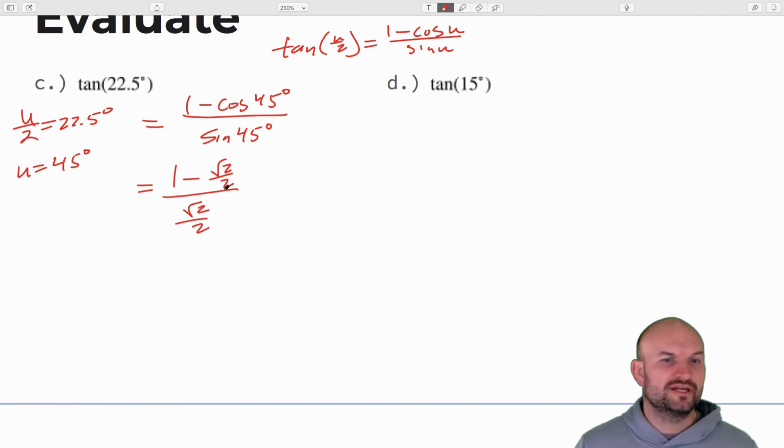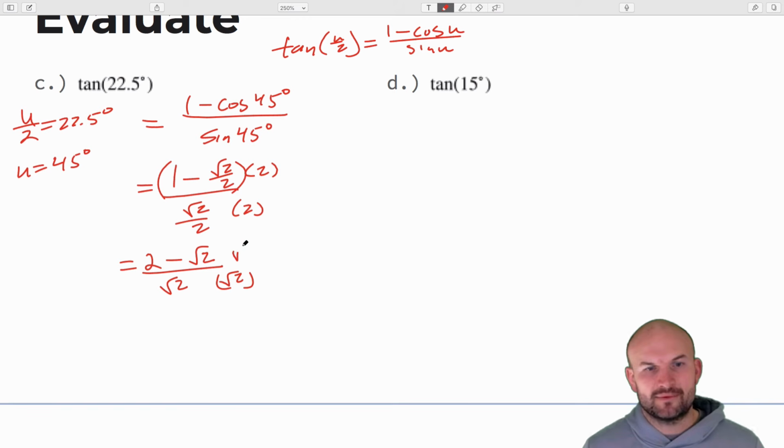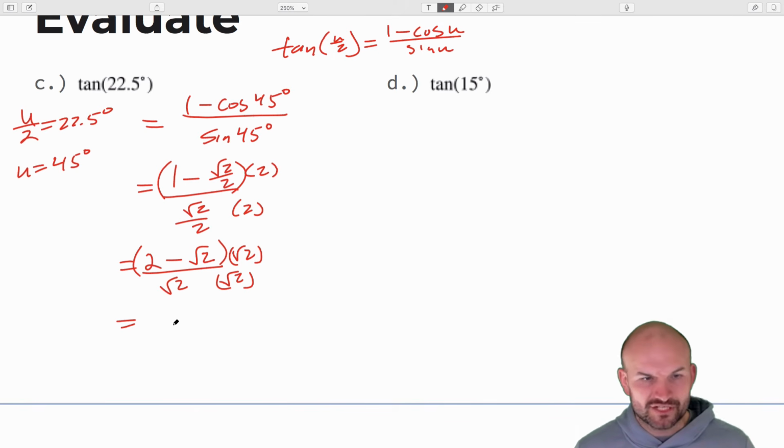In this case, you could do it a couple different ways. First, we could multiply everything by 2 over 2. So again, make sure you put parentheses here. So it'd be 2 minus square root of 2 over the square root of 2. And then we could just rationalize the denominator. And again, you could multiply by square root of 2 if you wanted to, but just for educational purposes, I'm going to show you multiplying it this way.